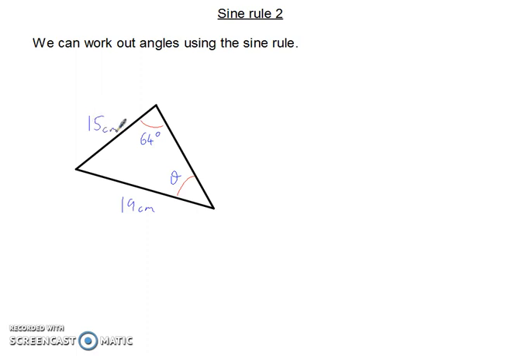Now, I'm just going to write down the first part of my sine rule to start with, after saying what side's what and what angle's what. So, we're going to call this 15 centimeters side A, and the angle opposite big A. We're going to call this 19 centimeters side B, and the angle opposite big B.